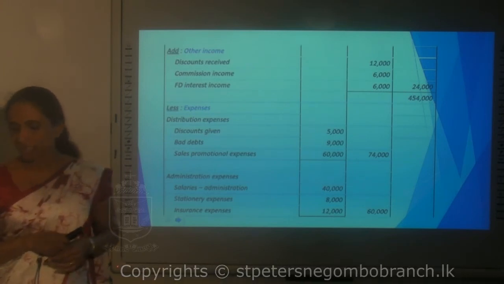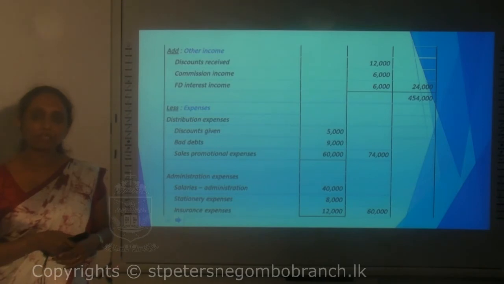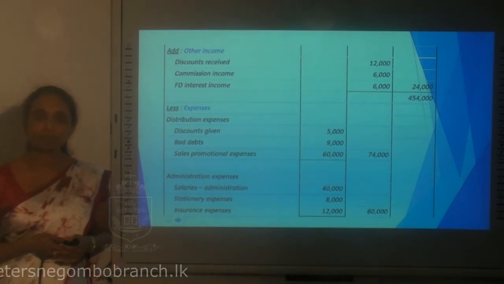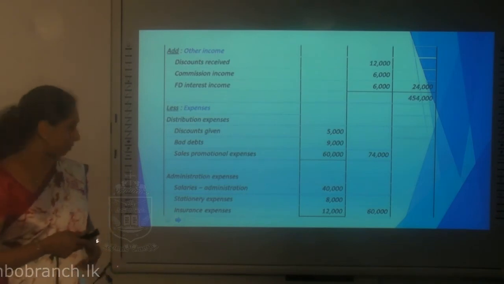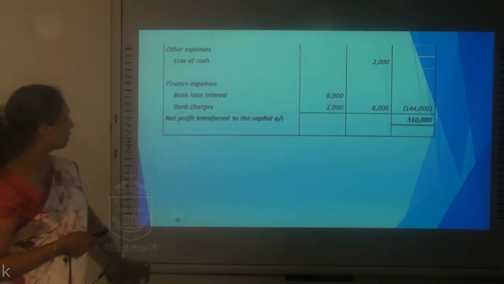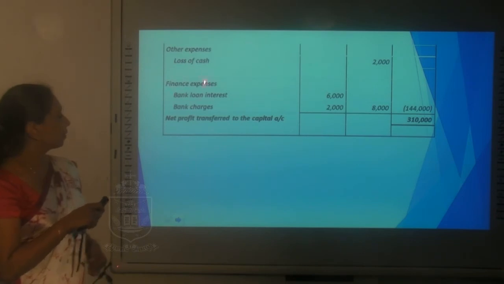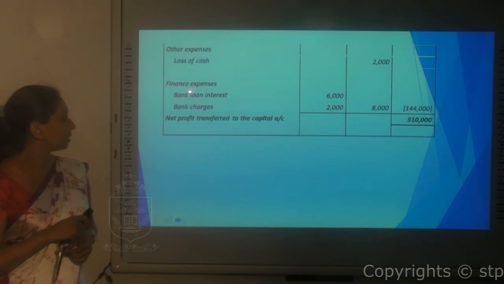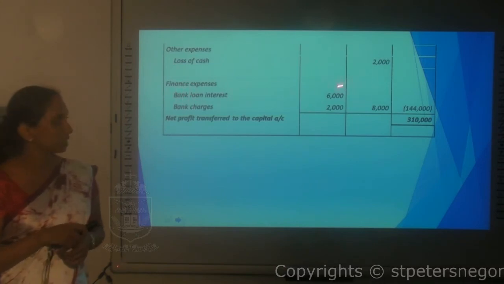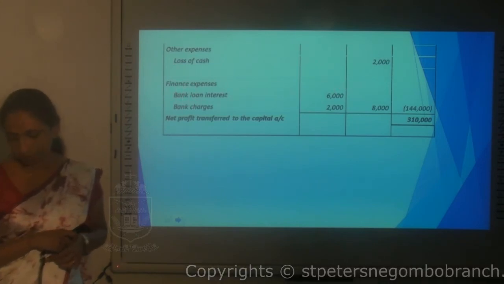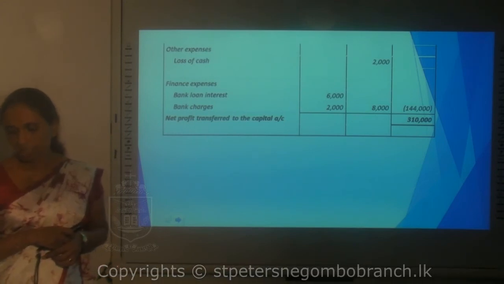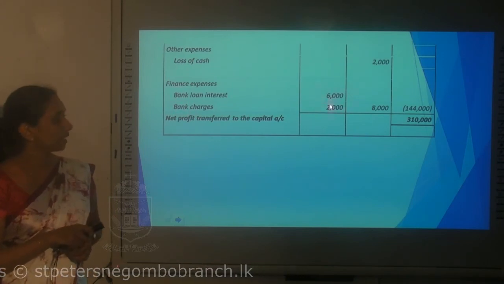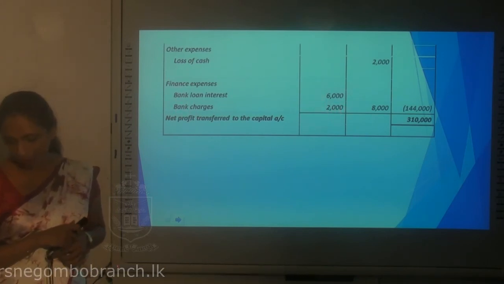Then the next one is interest expense on bank loan. What is that particular expense? To which category does it belong? It belongs to the financial expenses. So here we have a separate space to mention the financial expenses, and under that we can mention the bank loan interest as 6,000. Then we have the bank charges, again under financial expenses, and it is 2,000 mentioned here.